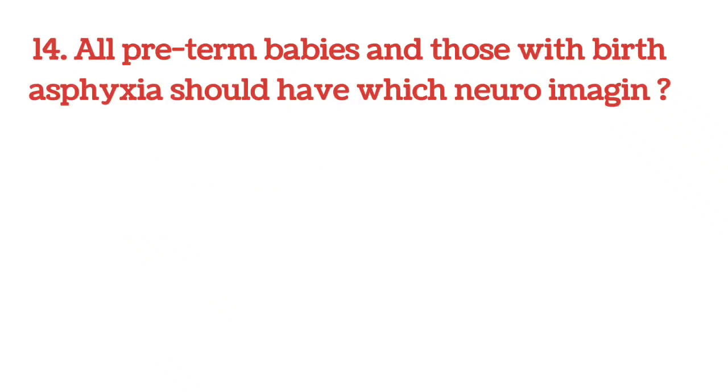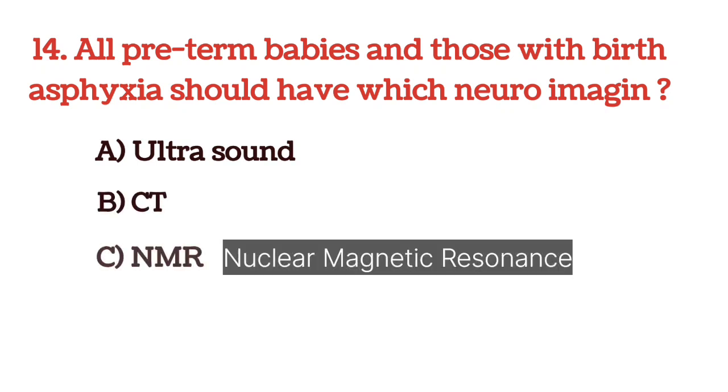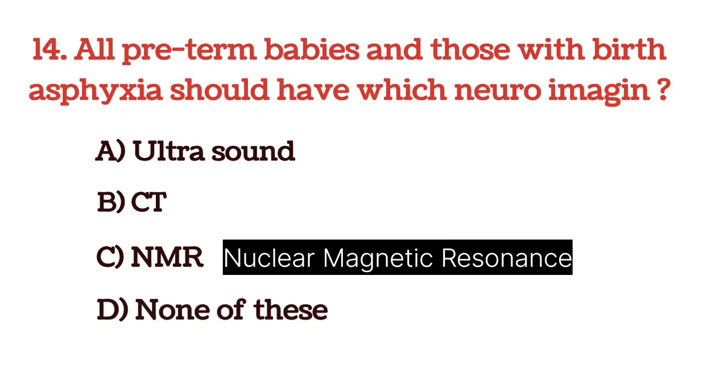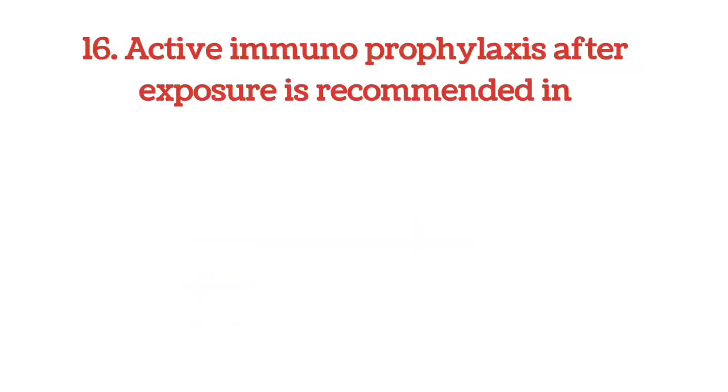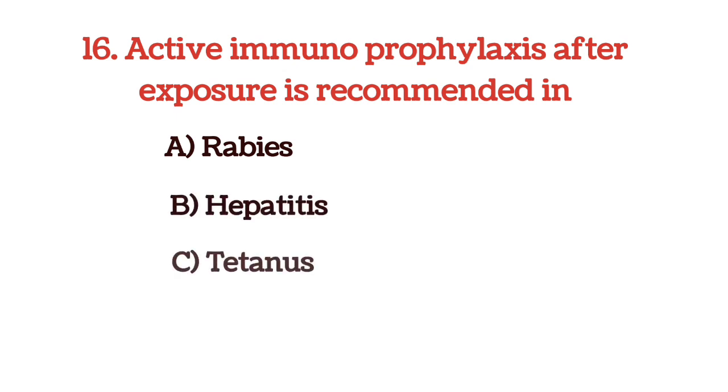All preterm babies and those with birth asphyxia should have which neuroimaging? And the options are ultrasound, CT scan, NMR and none of these, and the answer is option A, ultrasound. Exogenous surfactant is given via, and the options are inhalation, endotracheal tube, intravenous and orally, and the answer is option B, endotracheal tube. Active immunoprophylaxis after exposure is recommended in, and the options are rabies, hepatitis, tetanus and all of the above, and the answer is option D, all of the above.